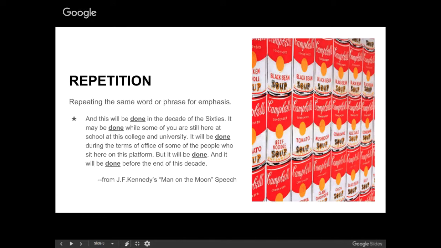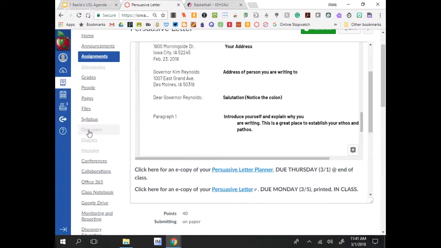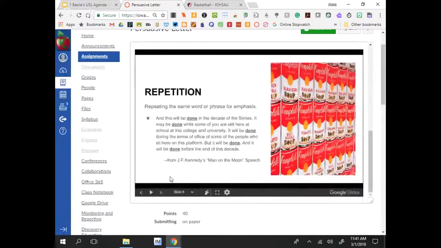Okay, so hopefully you grabbed good notes. If you need to review, I am grabbing this right from our persuasive writing assignment on Canvas. So you can scroll down on the stuff that I've presented you and remind yourself, oh yeah, what's parallel structure again? Oh yeah. Okay, any questions about this?